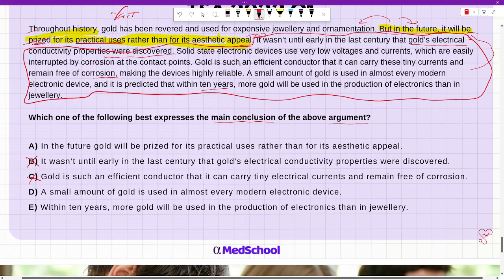A small amount of gold is used in almost every modern electronic device. It's true, but that's not the main conclusion, guys. Within 10 years, more gold will be used in the production of electronics than in jewelry. It's true, but not the main point. So here is the main point.